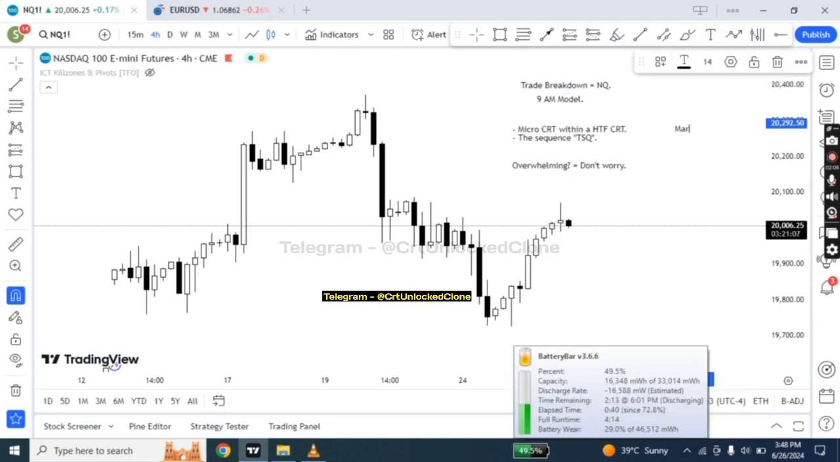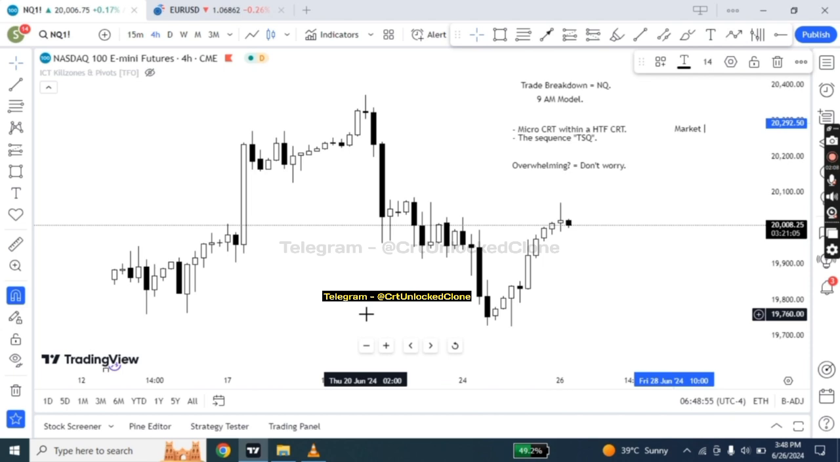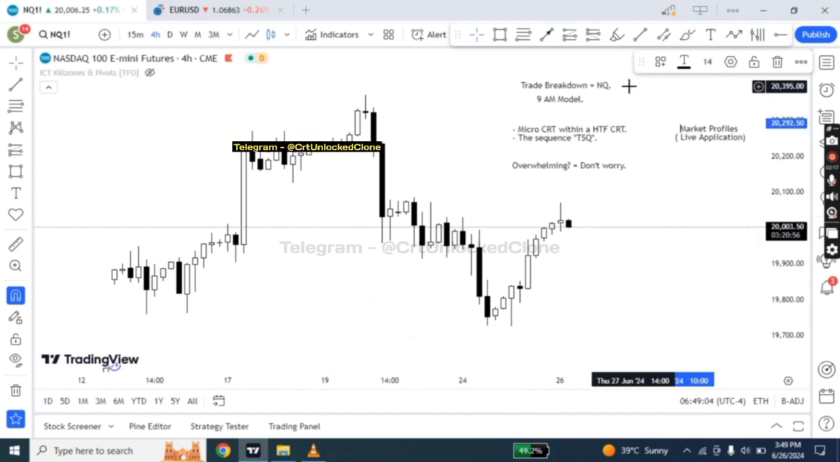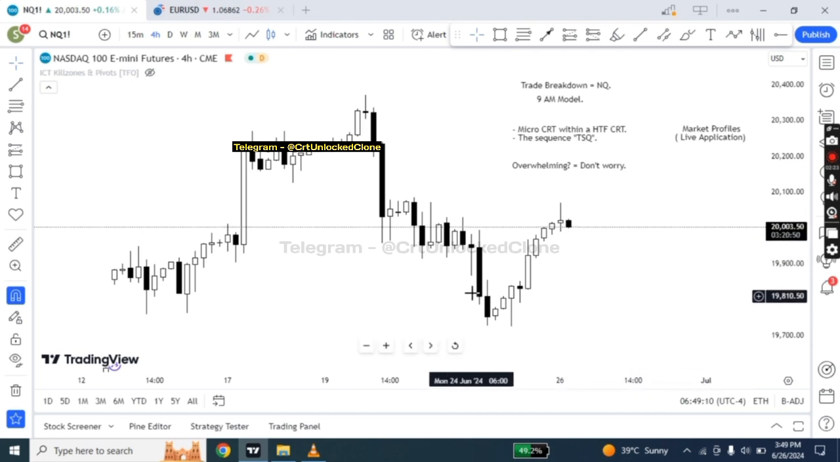First of all, I'm going to make sure that I integrate and explain this trade breakdown in terms of the market profiles that were discussed in chapter 1, so that you can actually see how you can apply that knowledge given to you in chapter 1 and use it in the live markets and take trades based off of that.